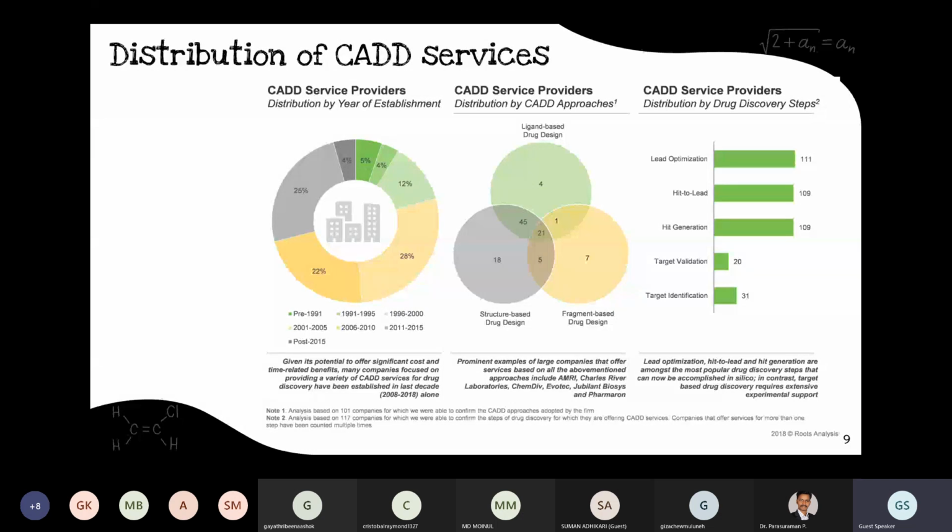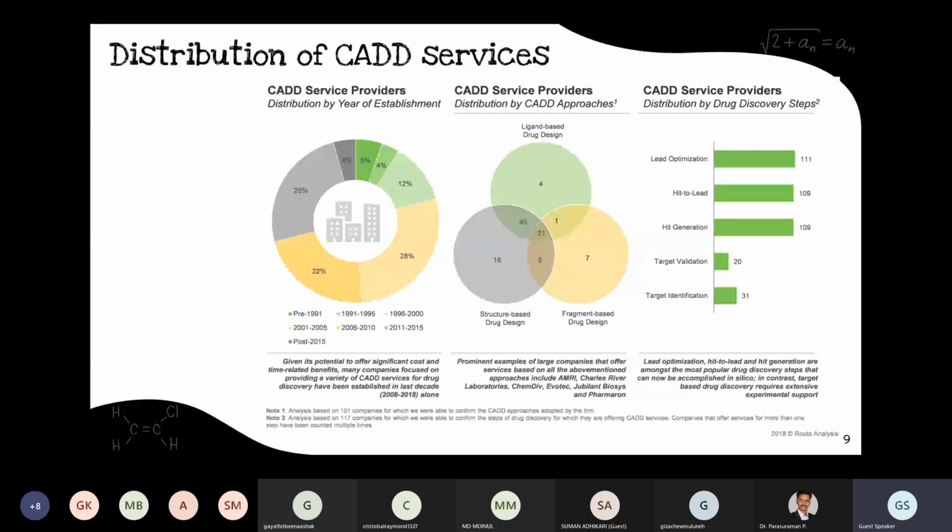Hit to lead and lead optimization are not happening much among most of us because of the cost, the time, and other things. But we are doing a lot of hit generation. We do a lot of virtual screening, docking studies, and bioassay studies. But what is next? We have to reach very close to the drug molecule. So hit generation, hit to lead, and lead optimization make a good contribution to the market share.